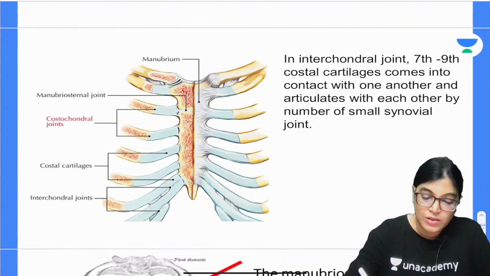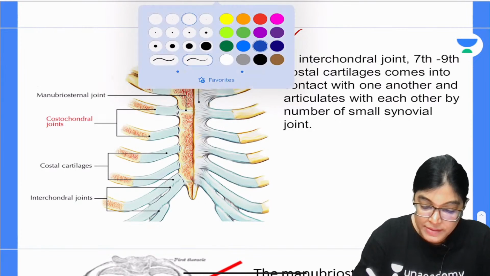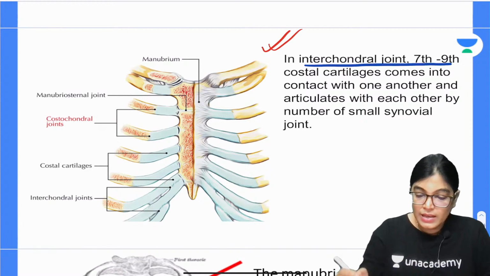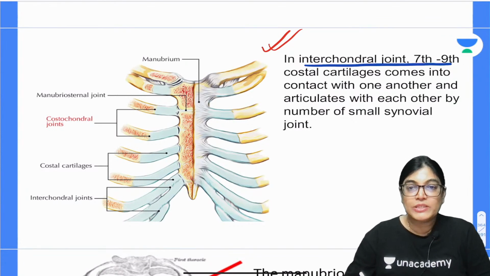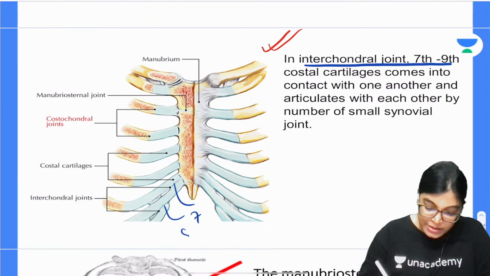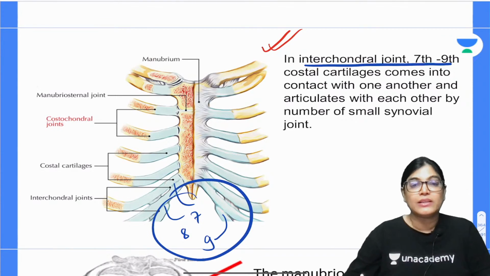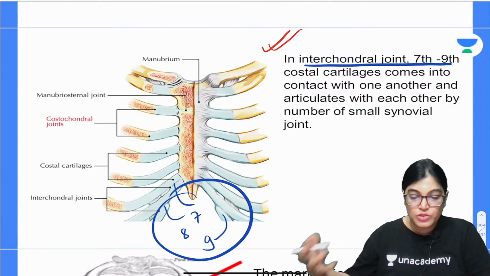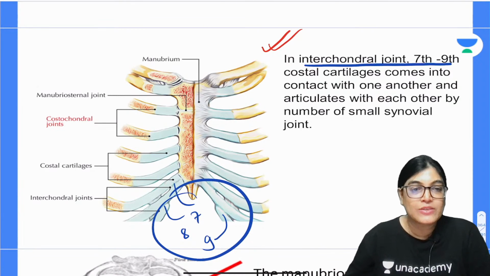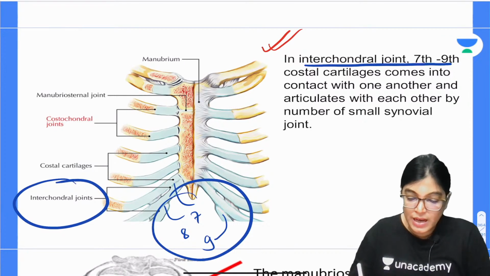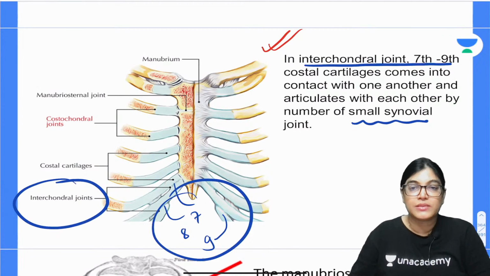Now, coming to interchondral joint. Interchondral joint is the articulation seen between the 7th, 8th and 9th costal cartilages. Can you see here, this 7th, 8th and 9th. These lower ribs, except the floating ribs, are articulating with each other with smaller joints, so they are called interchondral joints. They are also small synovial joints.